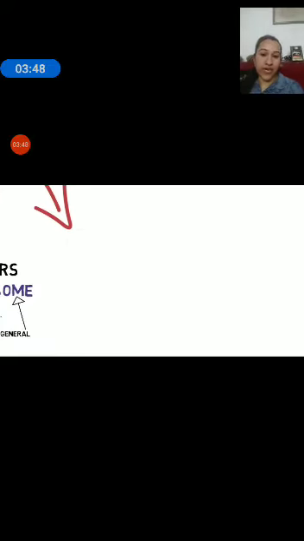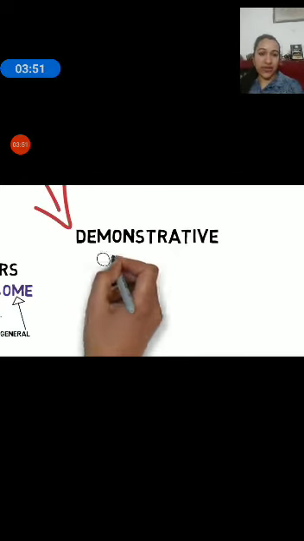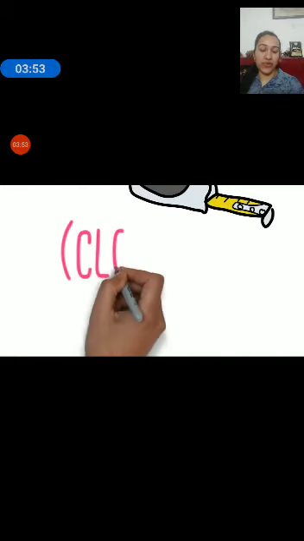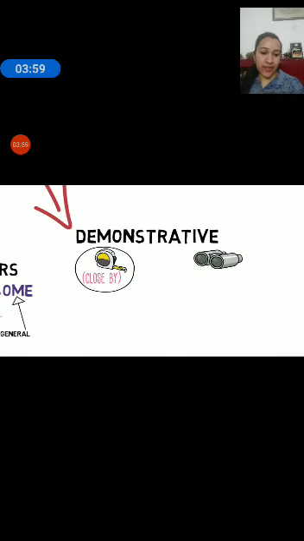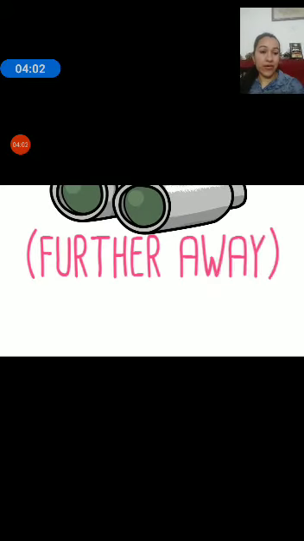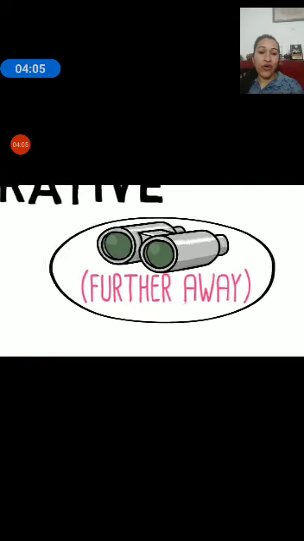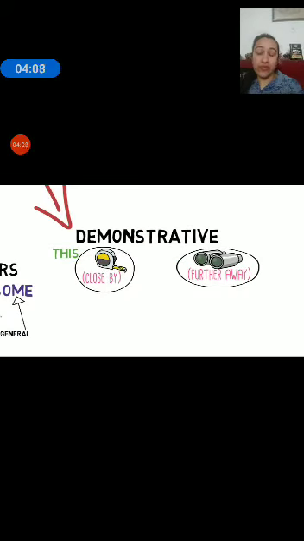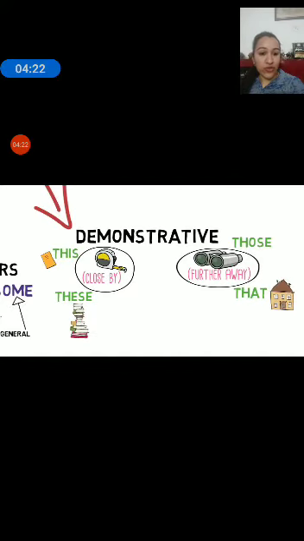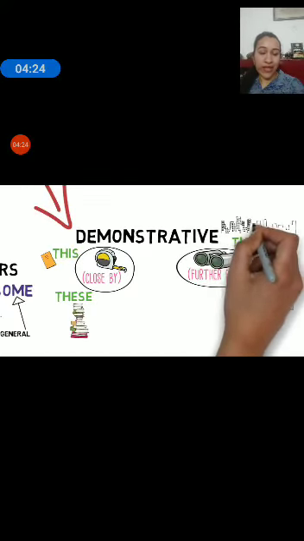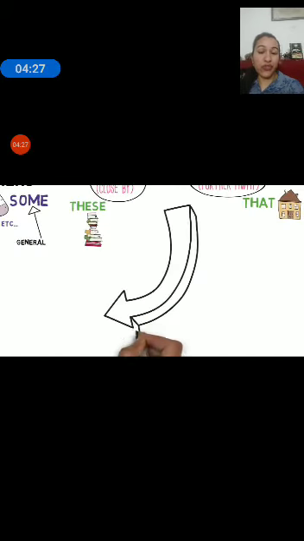Okay, the fourth kind, demonstrative determiners. It demonstrates the noun, tells you if the noun is close by or further away. So how do you use the words to show close by and further away? For singular nouns you will use this. For plural nouns you will use these, for nearby. For further away, for a singular noun you will use that. For a plural noun, you will use those. Okay? So far you're clear? After this, we are left with 2 more kinds of determiners.